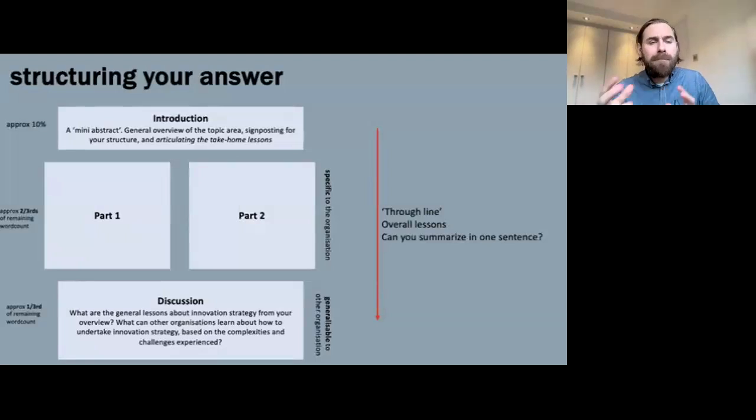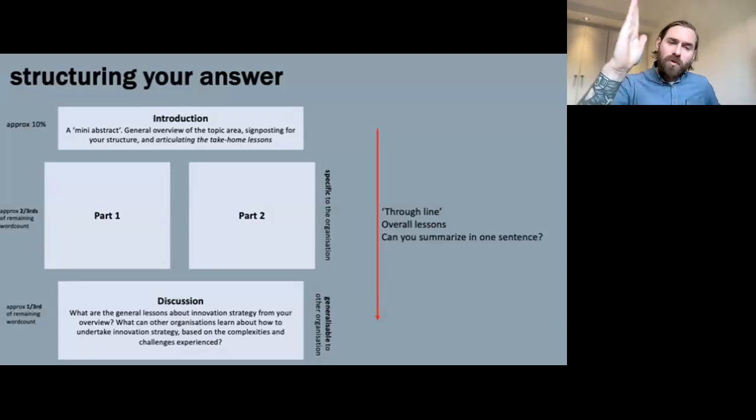And after that, there may be a bit of a conclusion in there as well, where you just summarize it, but that's going to be really, really brief, where you just say, in conclusion, I have said this is what the overall answer is. Now, we suggest that you start with that discussion because that gives you your answer. So that gives you your overall narrative, that gives you your through line.